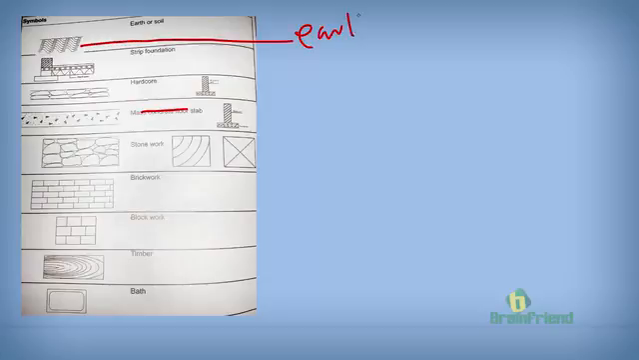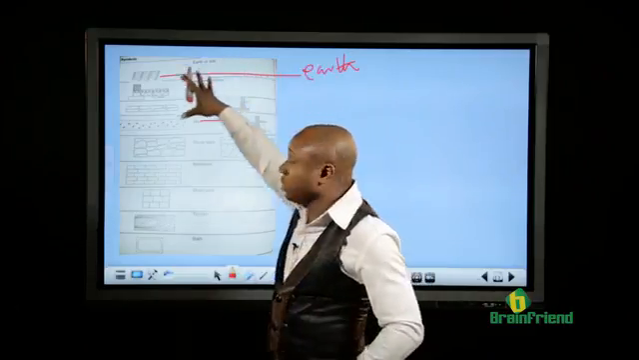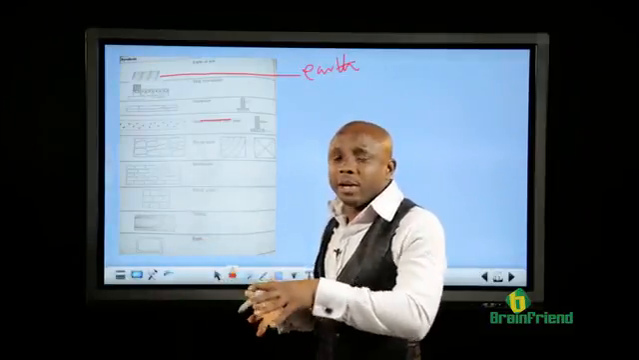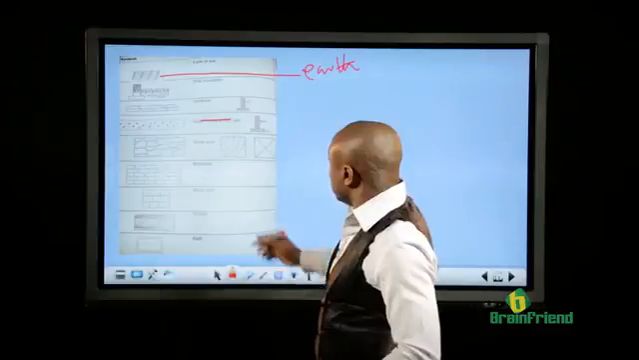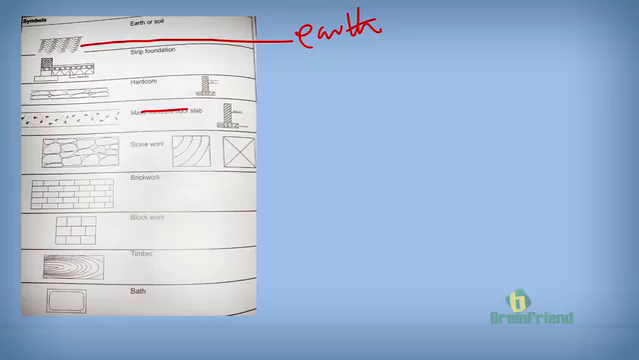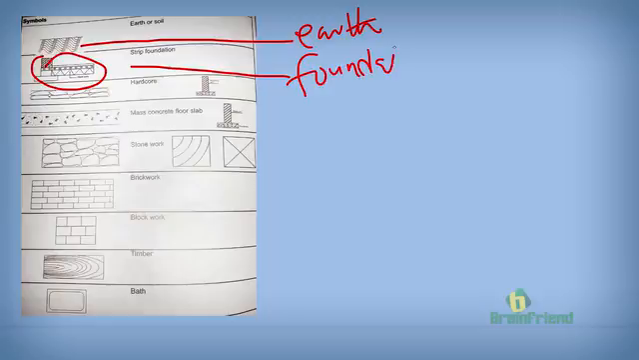This represents earth. Now, some of these symbols, you mostly find them in the section of a building, when you cut through the section of a building. So that symbol there represents earth. This symbol here represents foundation, the foundation of the building.